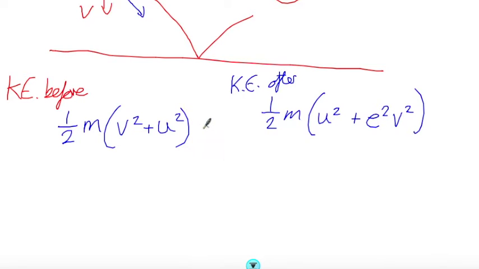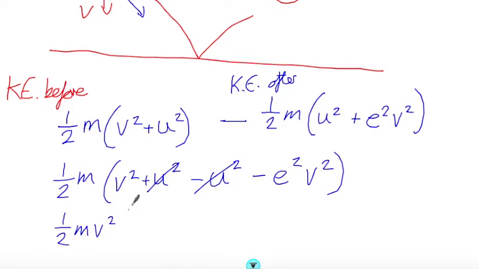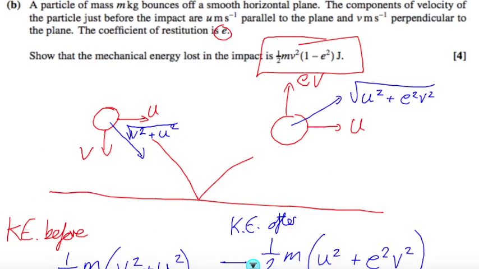If we're doing the KE lost, then it's going to be the KE before minus the KE after. So we can factorise out a half m from everything, and we're going to have v squared plus u squared minus u squared minus e squared v squared. So nicely these will cancel out, and we've got v squared minus e squared v squared. So we can factorise out v squared as well, and we'll have 1 minus e squared, which I hope and pray is what they've got up here. Yeah. Okay.